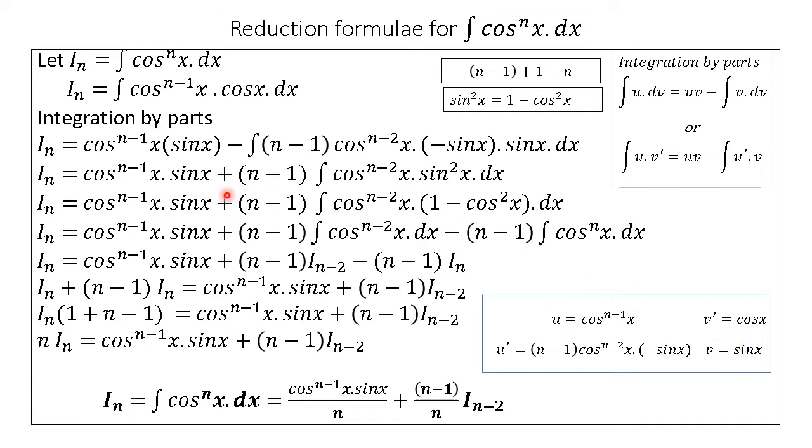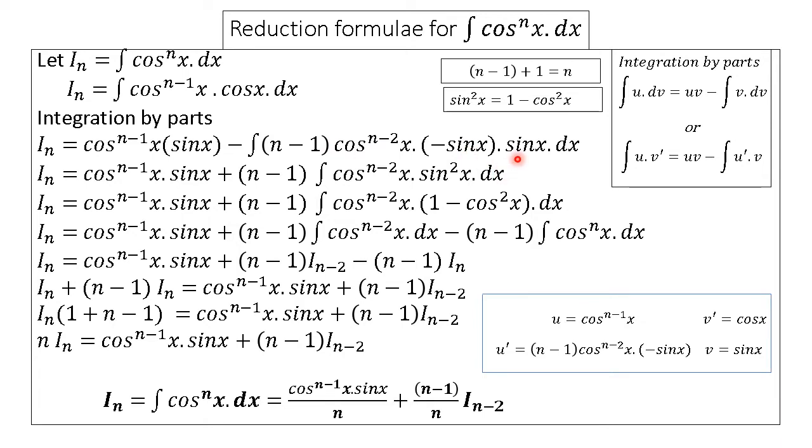Now come to this point. Integration of u into v dash is equal to, first, u is cos to the power n minus 1 x, into v, which is sin x, isn't it? Minus integration of u dash, which is n minus 1 into cos to the power n minus 2 x into minus sin x, this one is u dash, into v. Here v is sin x.